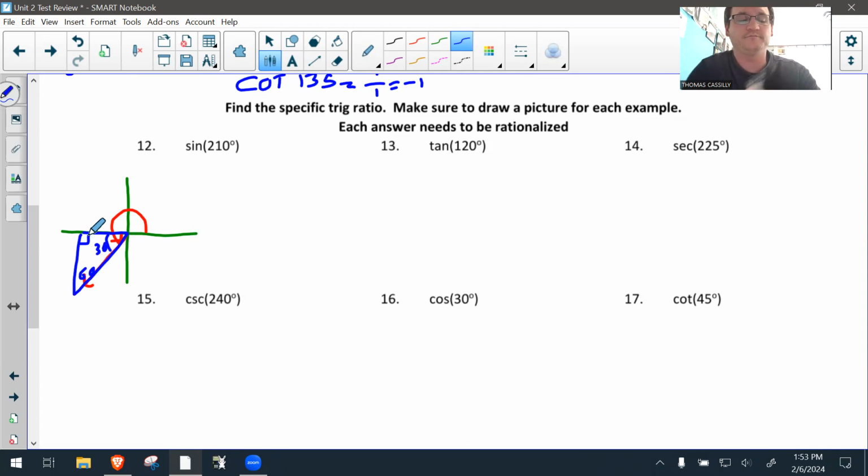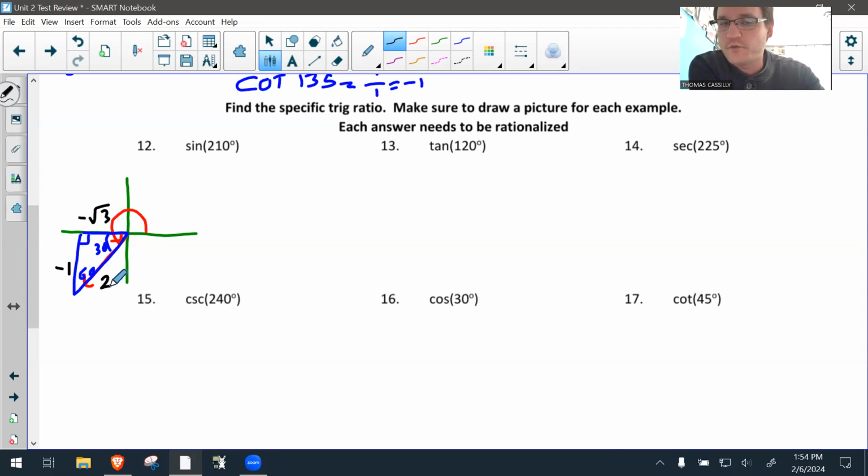I think I mentioned it in video 1, but if you don't know your special right triangles, your 30, 60, 90s, and your 45, 45, 90s, you really have to make sure you know those well, because those are key for this entire unit. And really this whole class, those things show up all the time.